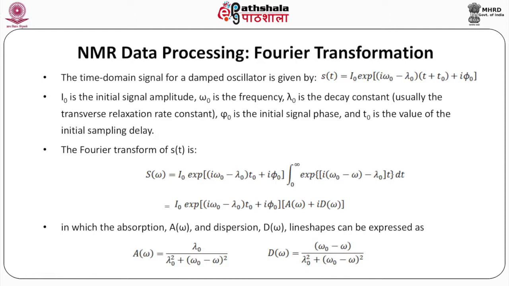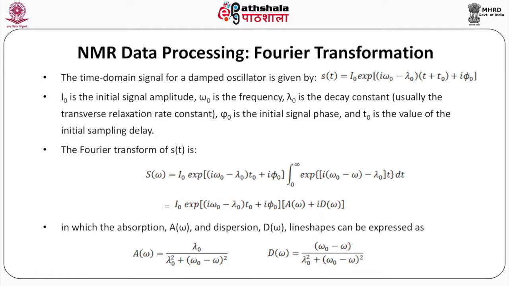Now, once we have the signals, we have to process the data, and the mathematics of Fourier transformation is described here. The time domain signal for a damped oscillator is given by S(t) = I0 exp[(i omega 0 - lambda 0)(t + t0)] + i phi 0. I0 is the initial signal amplitude, omega 0 is the frequency, lambda 0 is the decay constant, usually the transverse relaxation rate constant, phi 0 is the initial signal phase, and t0 is the value of the initial sampling delay.